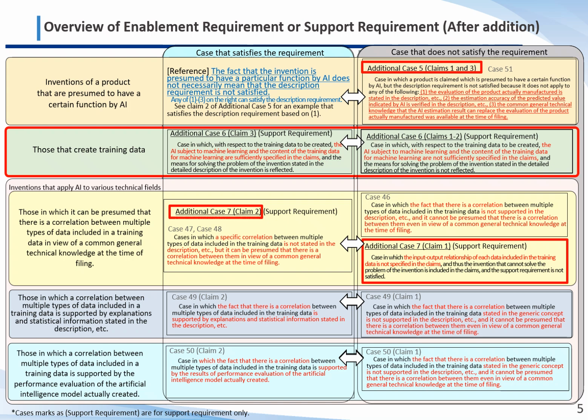2. Case in which a correlation between multiple types of data included in training data is supported by explanations and statistical information stated in the description, etc. 3. Case in which a correlation between multiple types of data included in training data is supported by the performance evaluation of the artificial intelligence model actually created. In addition, there are case examples involving inventions of a product that are presumed to have a certain function by AI, and inventions that create training data. For each perspective, we have listed cases that satisfy the requirements and those that do not.